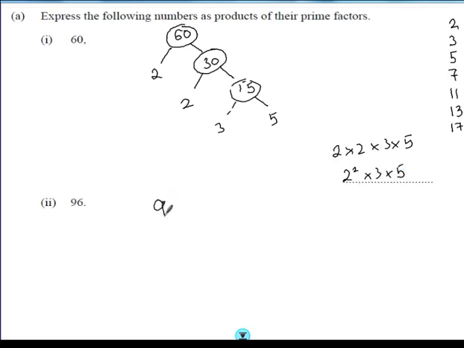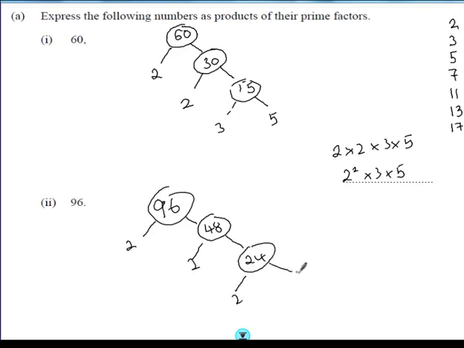Let's have a go at 96. Does 2 go into 96? We start with the smallest prime number. Yes, it does, 48 times. 48 isn't a prime number, so I circle 48. Does 2 go into 48? Yes, 24 times. Does 2 go into 24? Yes, 12 times. Does 2 go into 12? Yes, 6 times. Does 2 go into 6? Yes, 3 times. And 3 is a prime number, so there's 96 broken down into a product of prime numbers.